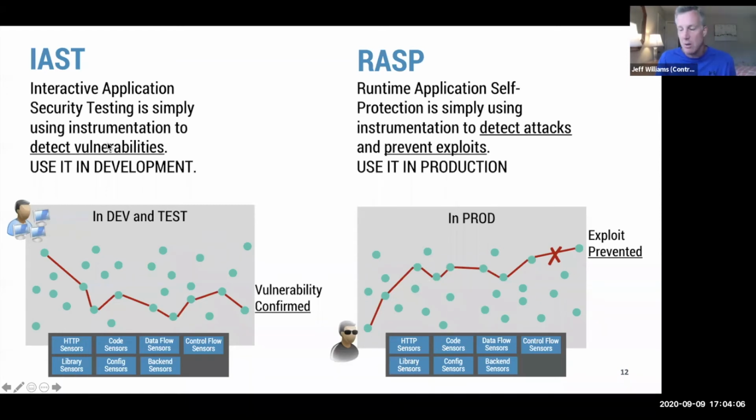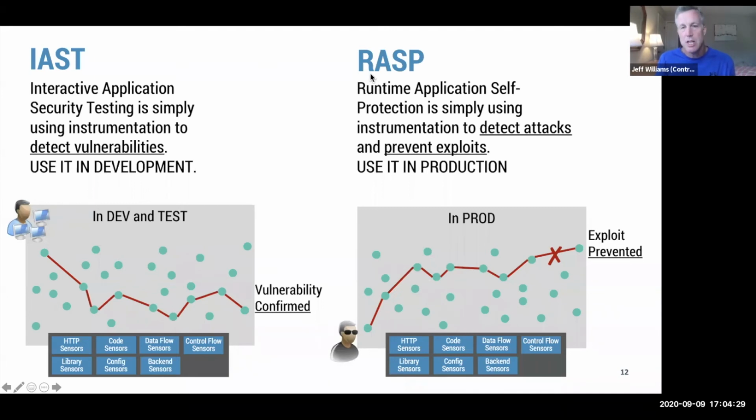We just did that with the SQL sensor that we used and the access control sensor that we used. You use this in development, and it works just like having your friend inside the application, watching it as you do your normal process, detecting vulnerabilities, reporting them to you with all the details, and then you can fix them and check in clean code. So that's IAST.